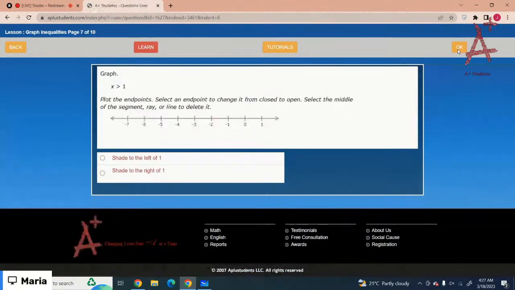Okay, the next one is x is greater than 1. So all the greater numbers are on the right hand side of the 1. Got it? X is greater than 1, so that means all the values are on the right hand side of 1. Got it? Shade to the right of the 1.